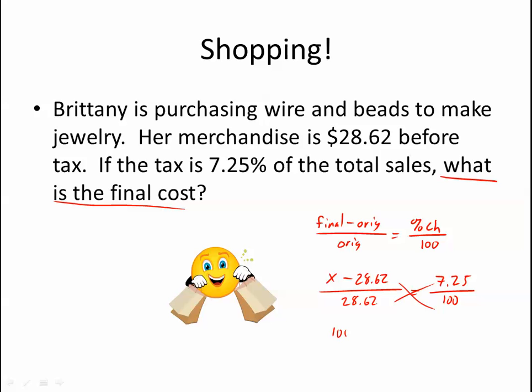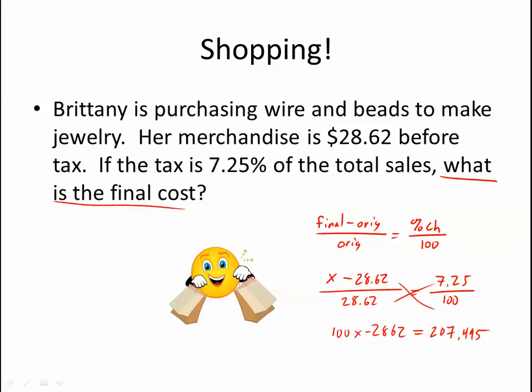So I'm going to have 100x minus 2862 equals, and again I'm going to do this on my calculator, 7.25 times 28.62, which I got 207.495. So I'm going to write that whole thing down, 207.495. Hopefully you checked me on your calculator to make sure that I've done it correctly.